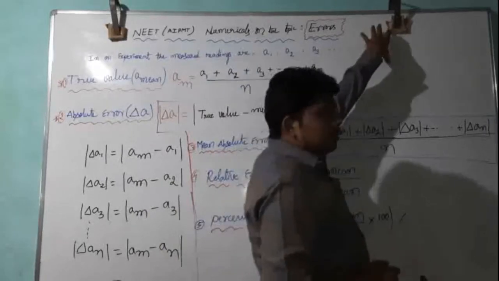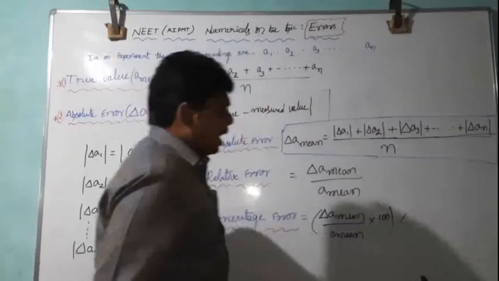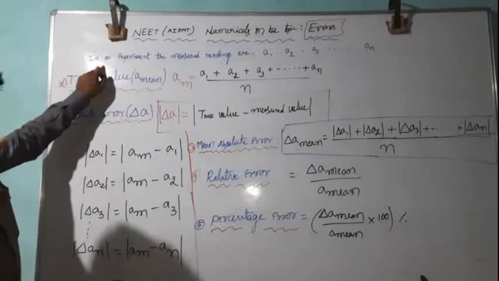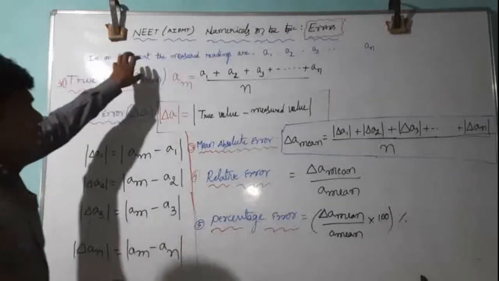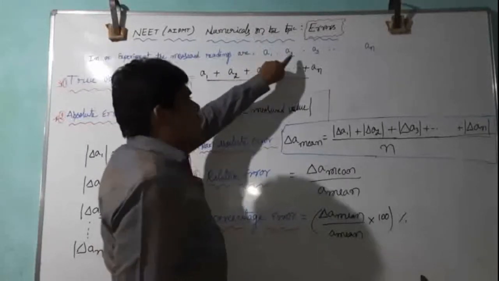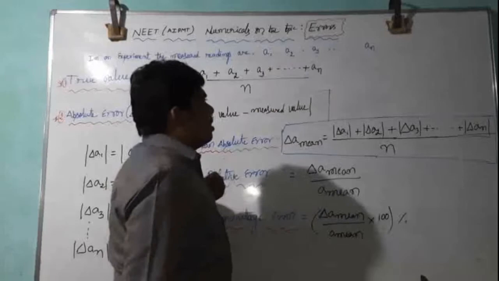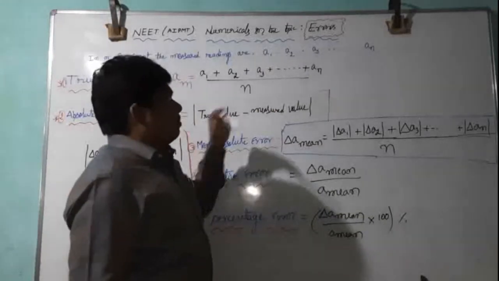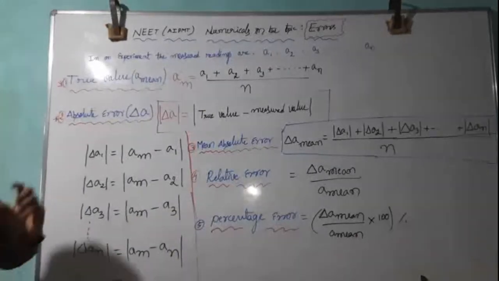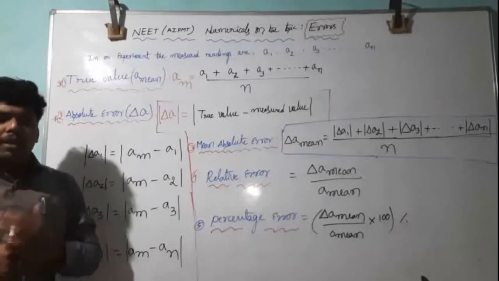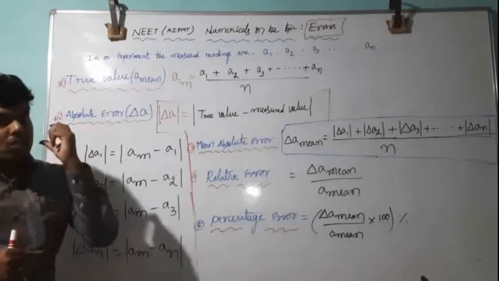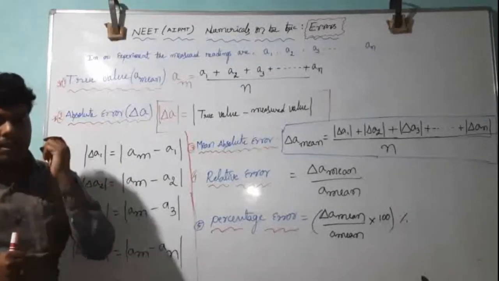I have taken up to n number of readings. It means that while finding any physical quantity of any device, we are going to get different readings. The first reading is A1, second reading is A2, third reading is A3, nth reading is AN. Now, what is the error occurred in that physical quantity? That may be due to the personal error, that may be due to the instrumental error. Due to any one of the reasons, we may get the error.